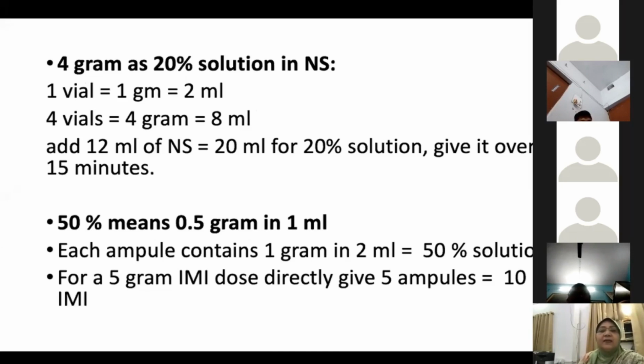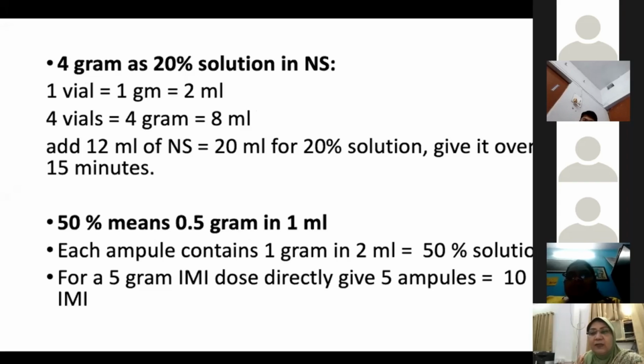How do you make that? How do you administer the drug? So 1 gram is there in 1 vial which has 2 ml in it. Okay. Dissolved in 2 ml of solution. Then 4 vials is equal to 4 grams is equal to 8 ml. Now you want to make it a 20% solution. So you now add 12 ml of normal saline to it. This is a total solution of 20 ml and this solution is given over 15 minutes. So just remember, 4 vials you have to take and add 12 ml of normal saline. That's it. 4 vials and you add normal saline.